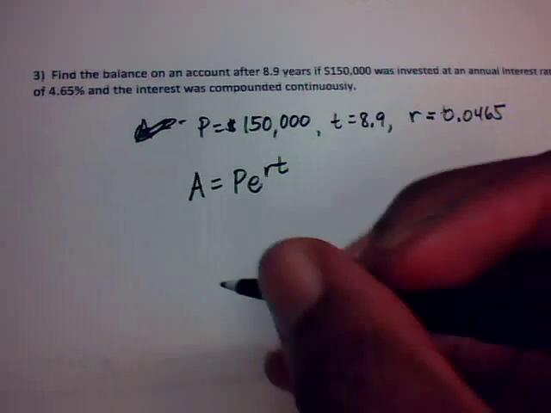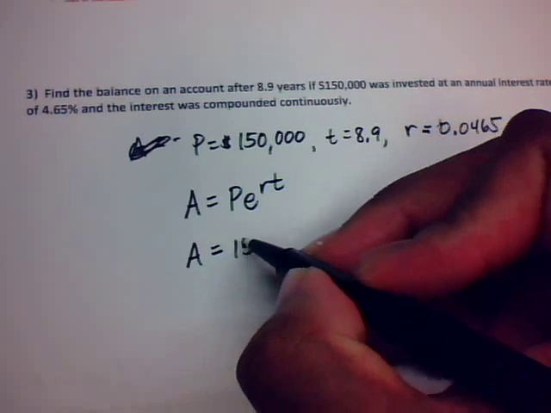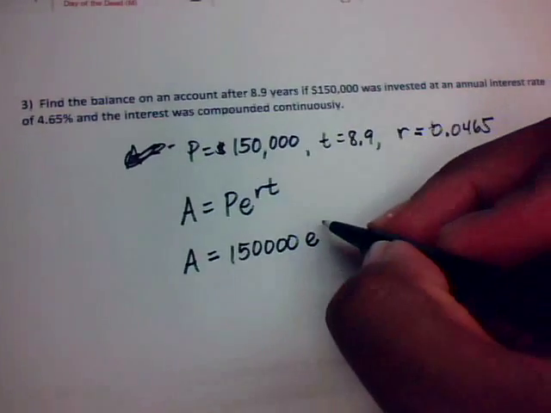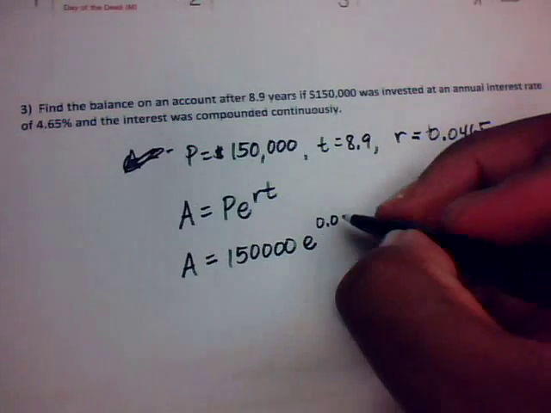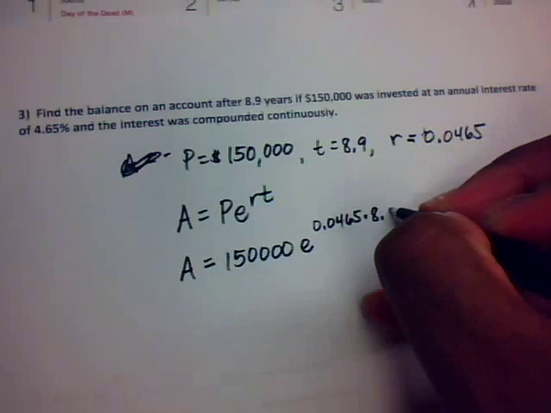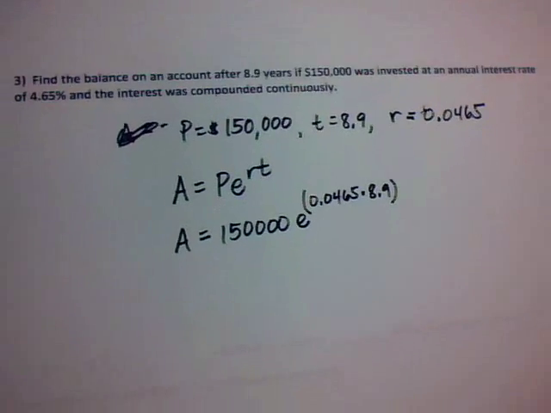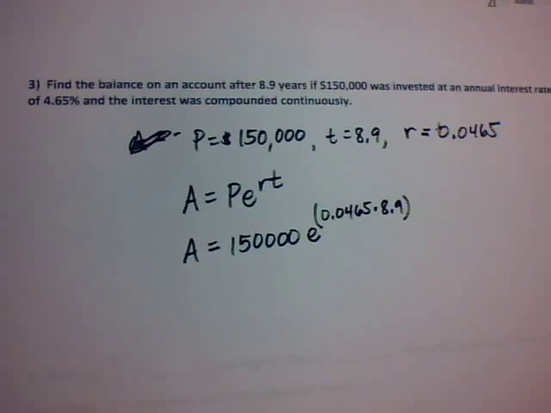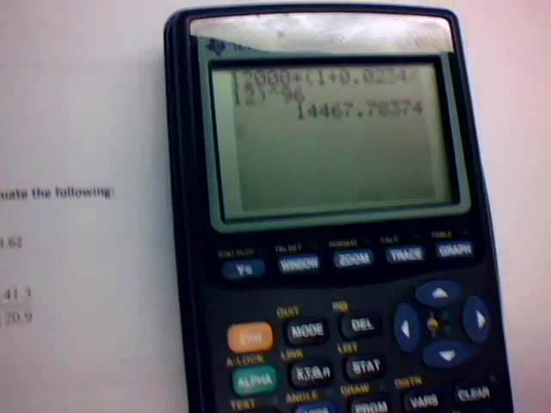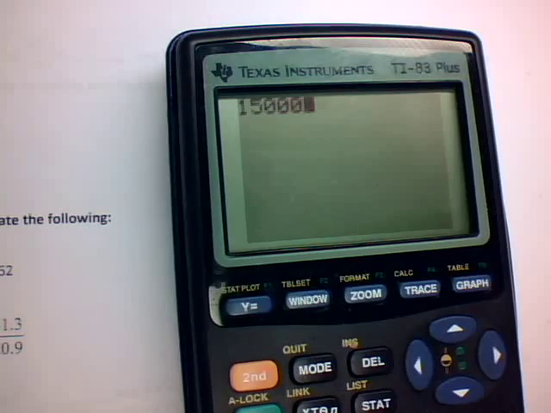And then we'll replace those values in this particular formula. P is 150,000 times e to the r, which is 0.0465, times t, which is 8.9. I'm going to put this in parentheses here because this expression can be placed in the calculator. So in this case, we're going to type the 150,000.